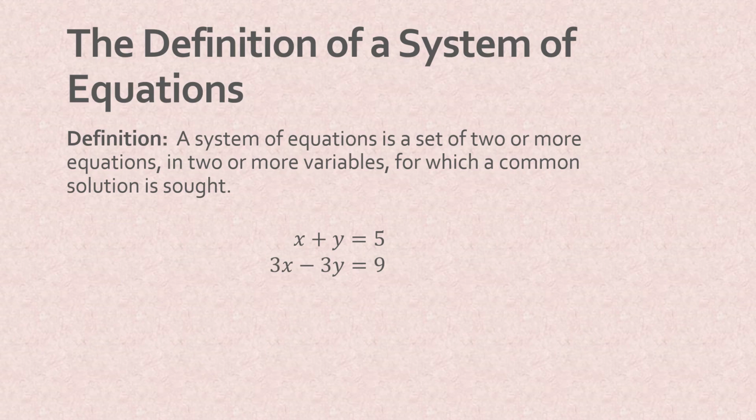So the definition of a system of equations. A system of equations is a set of two or more equations in two or more variables for which a common solution is sought. So for example, x plus y equals 5 and 3x minus 3y equals 9 is a system of equations because we're trying to simultaneously solve those two linear equations. Find an x and y that works for both of them.